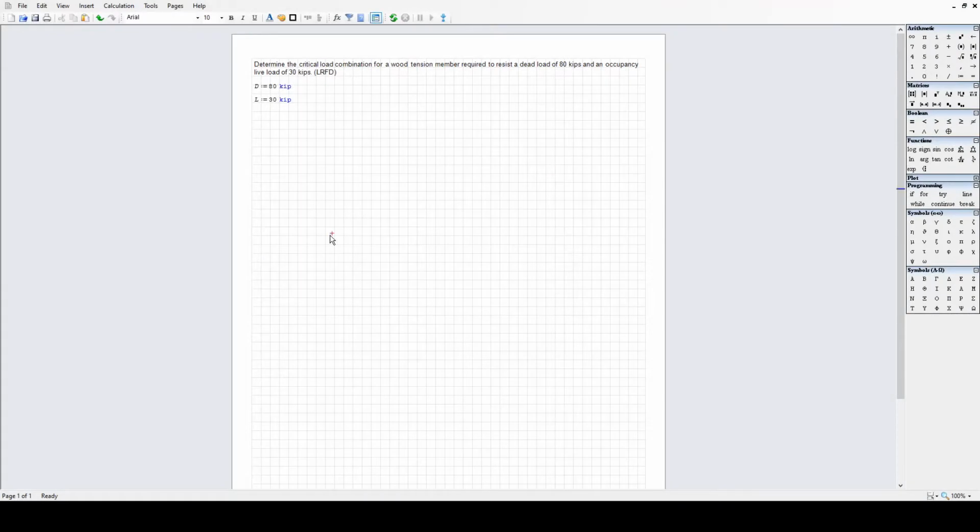Alright, so let's consider this example here. Determine the critical load combination for a wood tension member required to resist a dead load of 80 kips and an occupancy live load of 30 kips. So what we're going to be looking at is LRFD design today, with this example anyway.